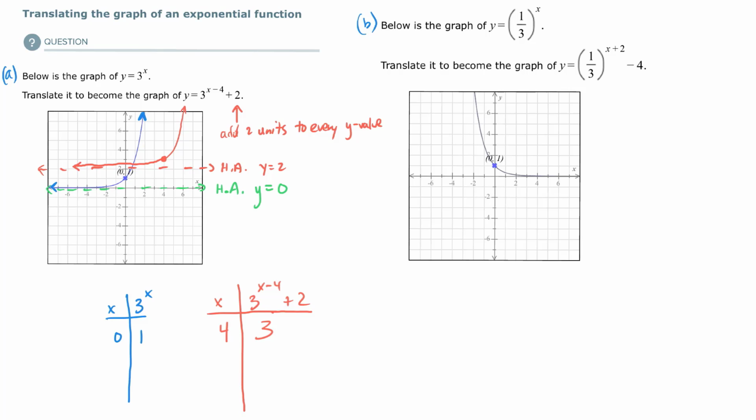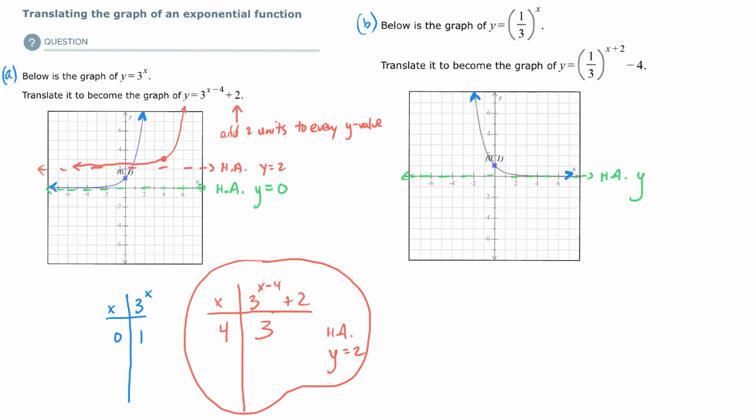Make sure you relabel your horizontal asymptote, which is y equals 2. So these labels are necessary. Show your work. And then your final answer is actually indicated with the graph in red. Let's try this again with example B. Once again, put the arrows there. Name your current horizontal asymptote. Your current horizontal asymptote is y equals 0. And our goal is to move this ordered pair here, 0, 1.